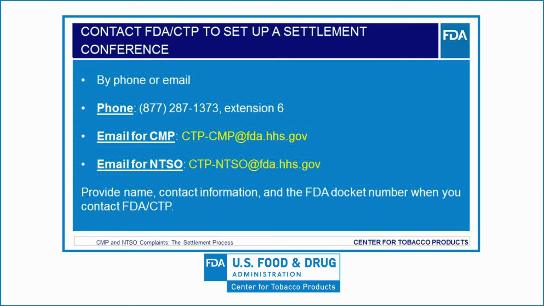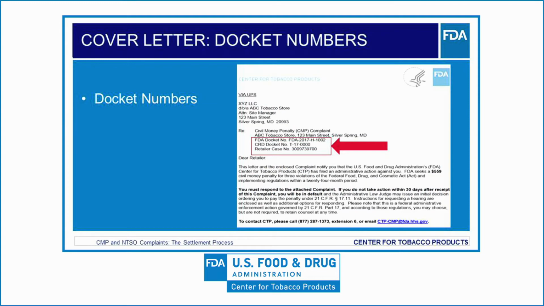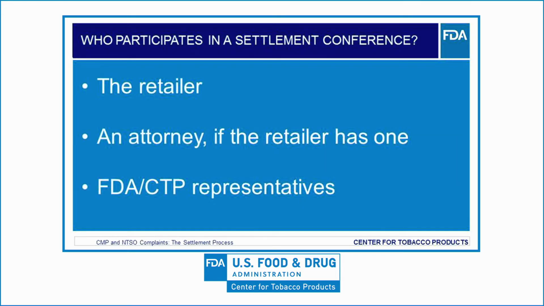When you contact the FDA's Center for Tobacco Products, please provide your name, your contact information, and the FDA docket number. The FDA docket number can be found on the cover letter that accompanies your complaint. Once you provide FDA's Center for Tobacco Products with your contact information and FDA docket number, we will contact you to set up a mutually agreeable date and time to discuss your case. Who participates in the settlement conference?